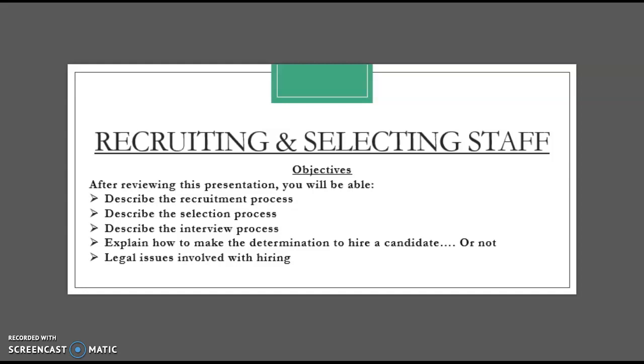So this second slide here talks about the objectives for the presentation. After this presentation, you should be able to describe the recruitment process, the selection process, as well as the interview process for recruiting and selecting staff. Also, you should be able to explain how to make a determination to hire a candidate or possibly not hire them, depending on what you found out, and also the legal issues involved with employment.